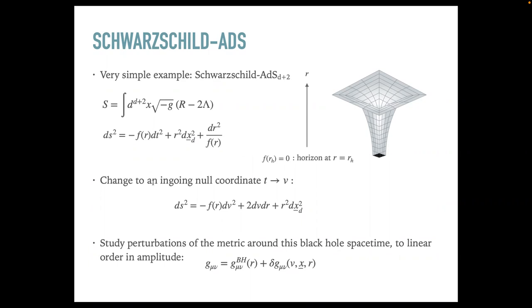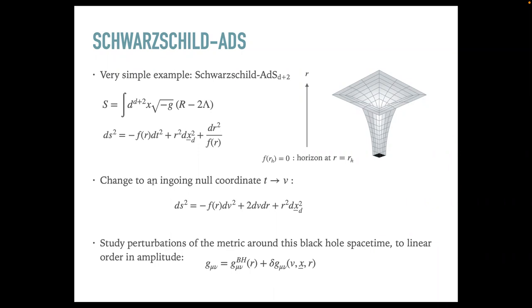and talk about very simple examples. So with that in mind, let's think about a certain black hole spacetime, which is the planar Schwarzschild black hole in AdS, in some general number of dimensions, d plus 2. So this is a planar black hole solution to gravity with a negative cosmological constant. And it has a metric written in the form here on the left-hand side. And on the right-hand side, here's a sketch of the spacetime.